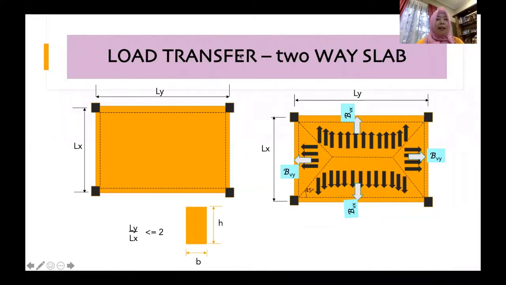Today we will have a lecture about the load transfer from two-way slabs. Before we start to identify the distribution of the two-way slab, first of all, you need to ensure that it is a two-way slab by defining what is Ly over Lx. Ly means the longest side of the slab, while Lx is shorter. Therefore, if Ly over Lx is less than or equal to 2, the slab is a two-way slab.